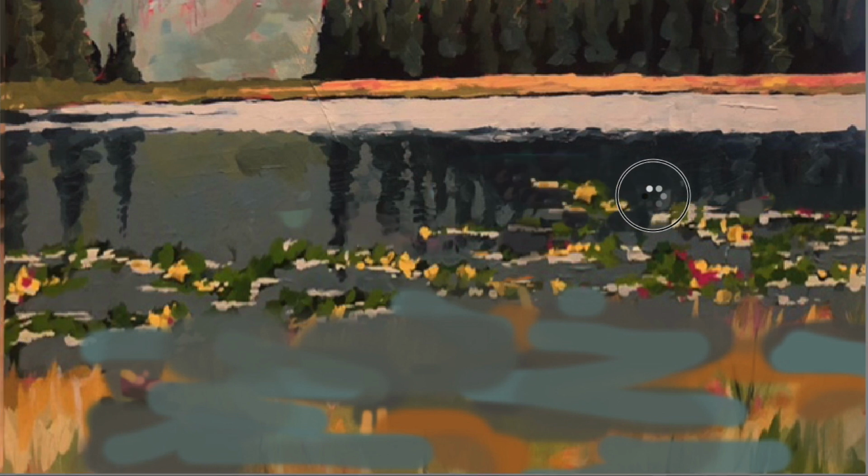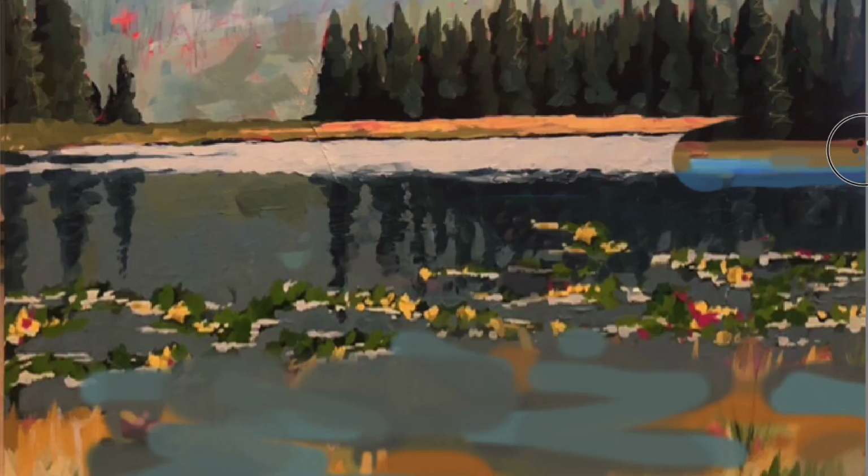And what I did is I made it much more marshy right there, with the reeds coming out of the water. I also extended some of those water lilies, which makes a little curve and points to the place that I'm going to choose for the focal point.